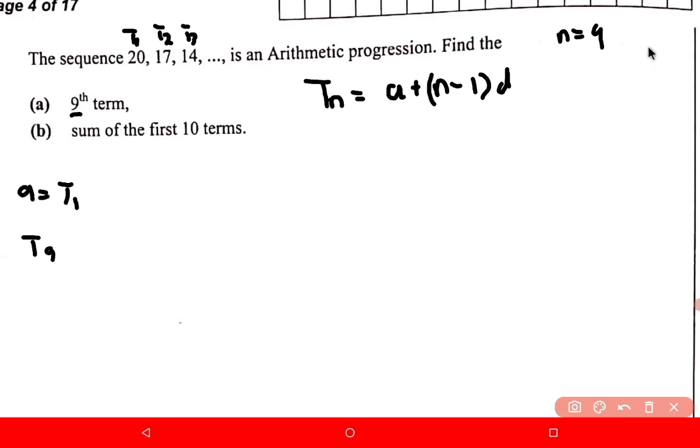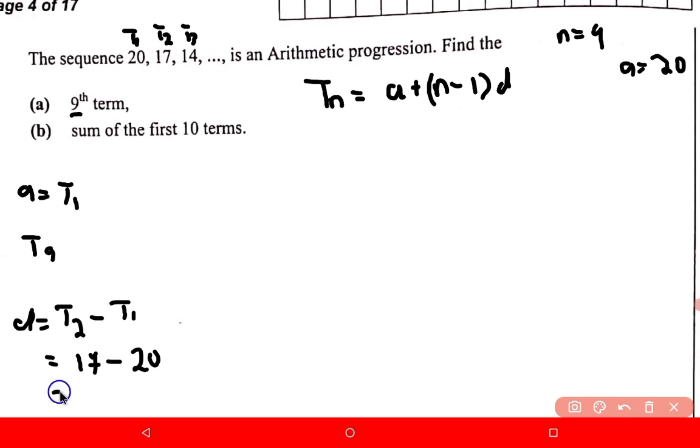Then we also need the first term, which we already have. The first term, T1, is 20. And then we need to find d, the common difference. So d is simply equal to T2 minus T1. So you have 17 minus 20. This gives us -3. So we know that d is -3, and we can now use the formula.